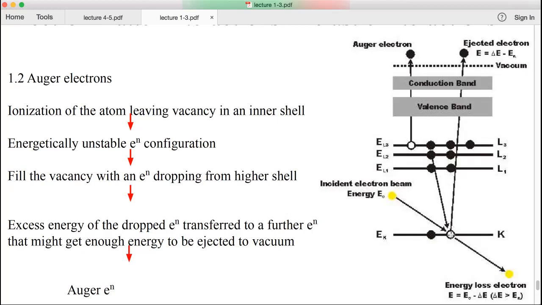When this electron is dropped, it releases some energy, and that energy will be gained by another, outer electron. These outer electrons are loosely bound, so a small energy is enough for them to eject into the vacuum. So this electron will jump, and the excess energy will be taken by an outer shell electron, which will come out of the sample, and we call these outcoming electrons Auger electrons.